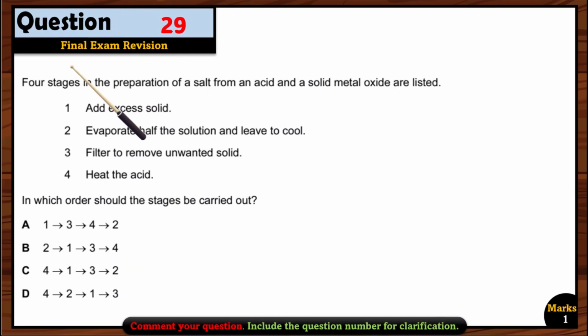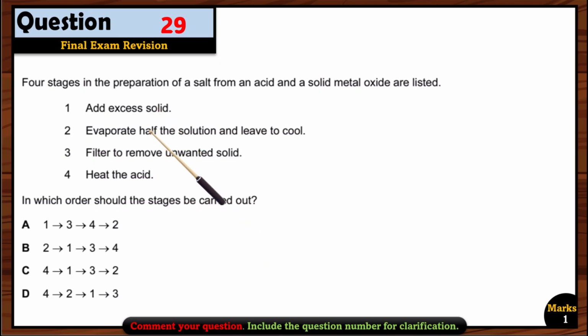Okay, let's see question 29. 4 stages in the preparation of a salt from an acid and a solid metal oxide are listed. First, add excess solid. Second, evaporate half the solution and leave to cool. Third, filter to remove the unwanted solid. And fourth is heat the acid. In which order should the stages be carried out?